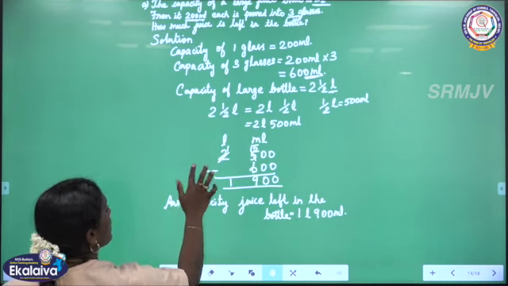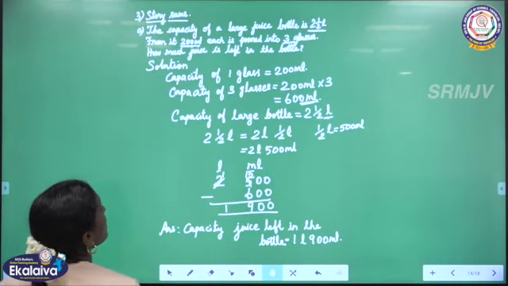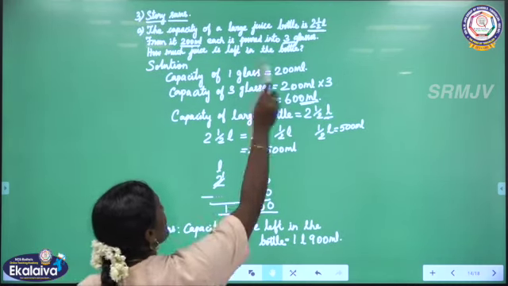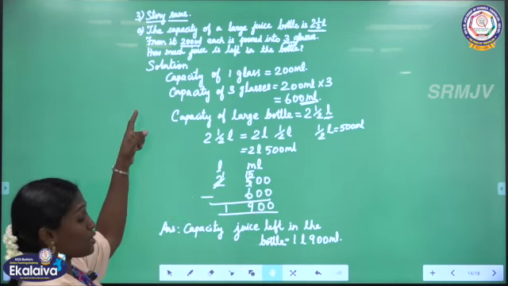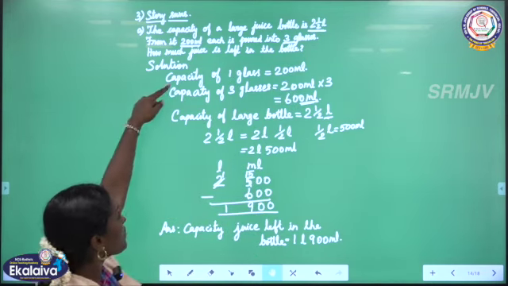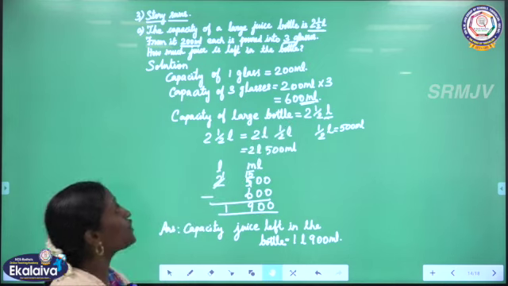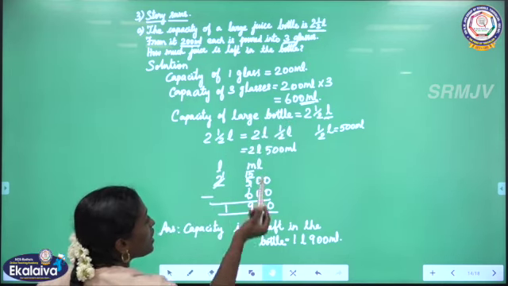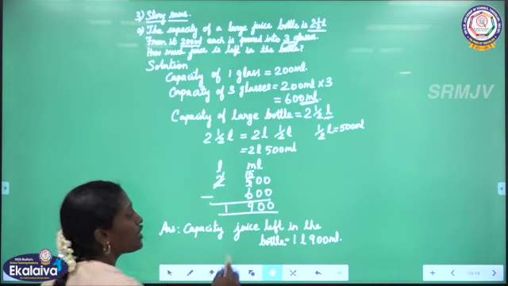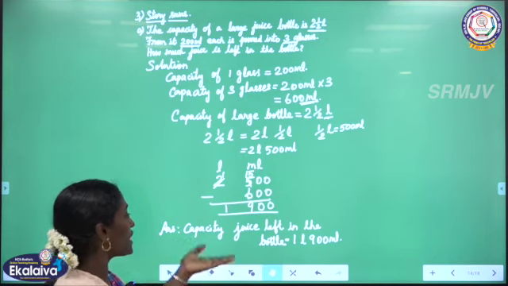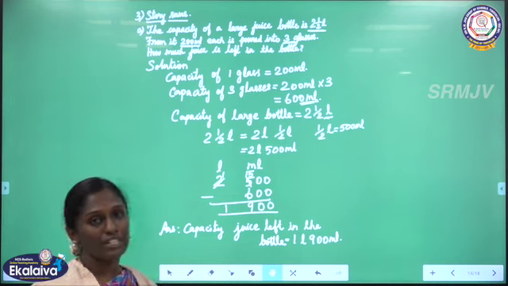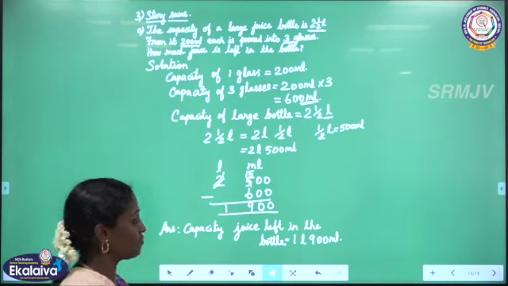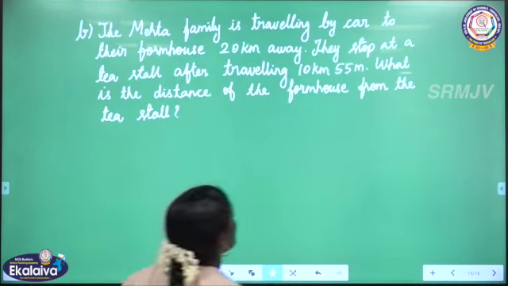See here, the capacity of large bottle is given. From that, we are pouring it into 3 equal glasses. The capacity of 1 glass is given. From that, we are finding the capacity of 3 glasses. After that, from the capacity of the bottle, we are subtracting the capacity of juice we poured. Then we are getting the capacity of the juice left in the bottle. Is it clear? Shall we go to the next question?